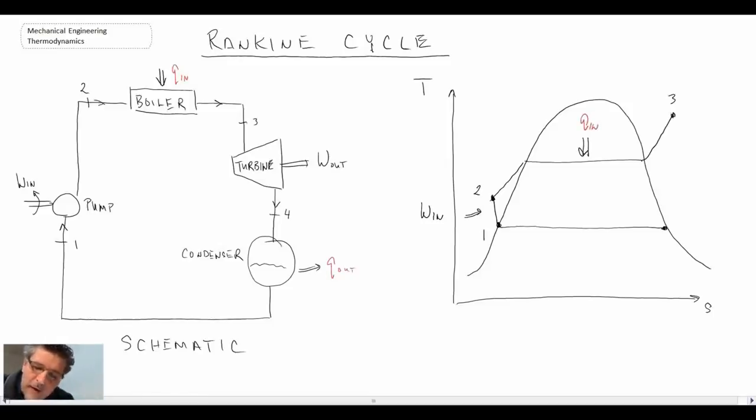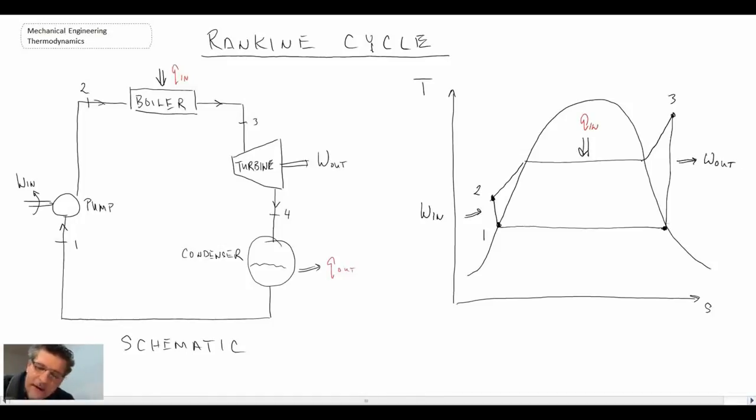We are then at superheated steam, and we go into the turbine, and we then drop down through the turbine. So we're dropping in pressure. And ideally what will happen is we will end right on the saturated vapor line at state 4. And in the process of doing that, we are producing work.